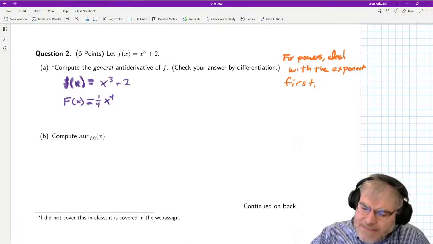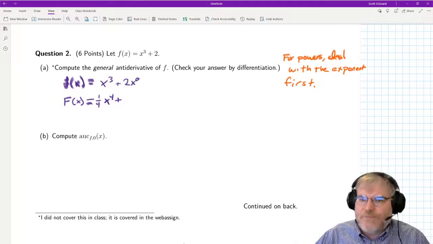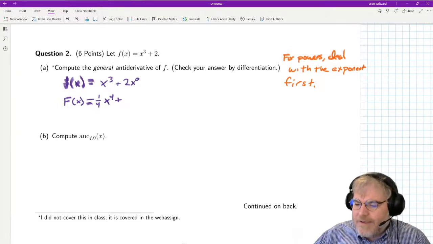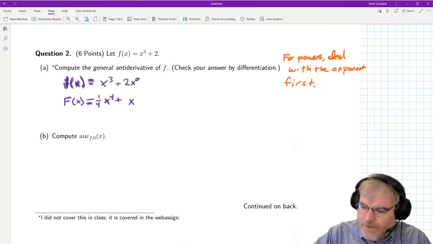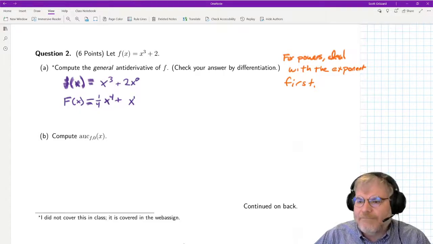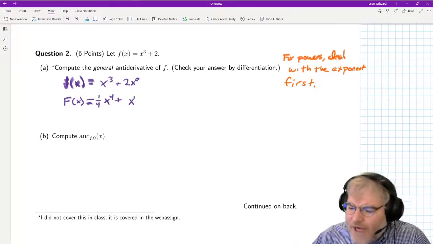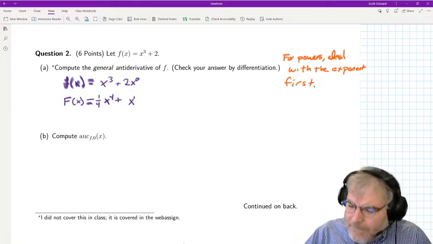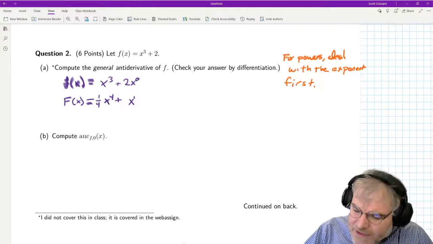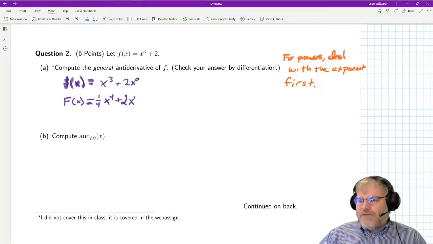Now I'm going to do the exact same thing for the next one. I'm going to remember that this is really x to the 0 here. So when I go up, I'm going to add 1. I'm going to have an x to the 1st. Now, when I bring down the 1, there's only going to be a 1 here, and I need a 2. So I need to multiply this bit by 2, so that when I take the derivative, I wind up with a 2 that's left.